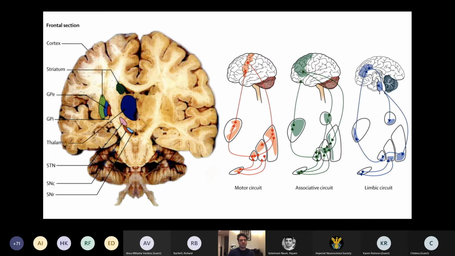Perfect. So that's our motor circuit that we're going to go through. As we go through the pathways, we're going to look at this part in particular. We're not going to go into the associative or limbic circuits in particular. I think they will warrant their own talks at some other point.